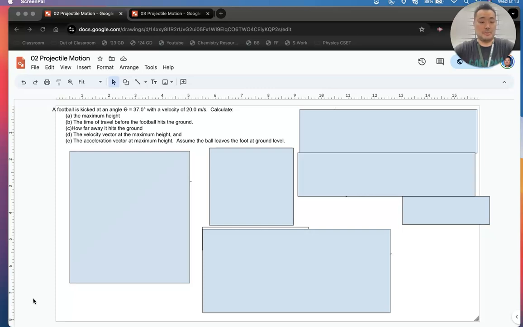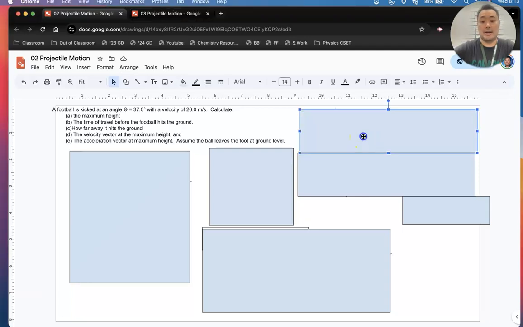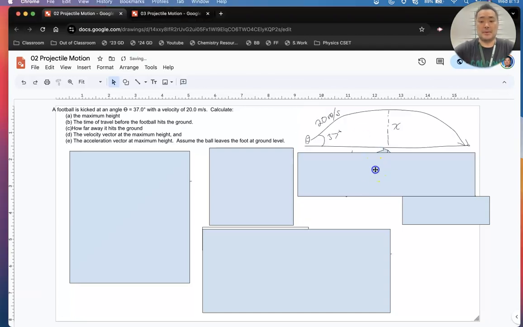So this physics problem is about projectile motion for a football that's kicked at 37 degrees from the ground with a velocity of 20 meters per second. So the first step is to draw a diagram that represents this.